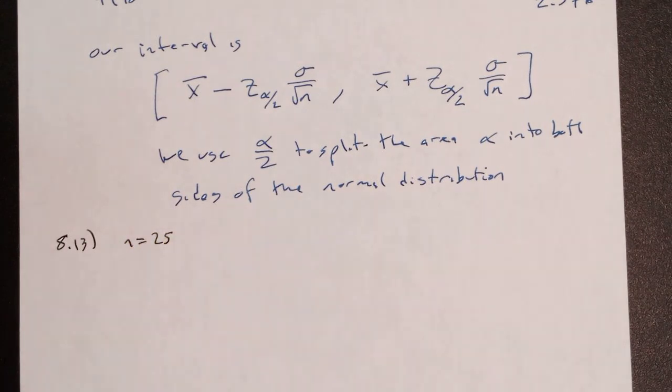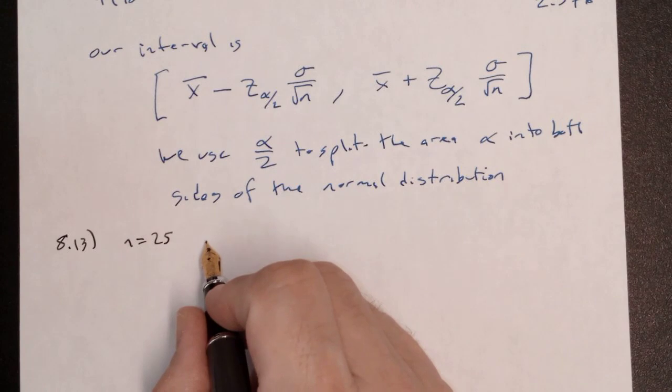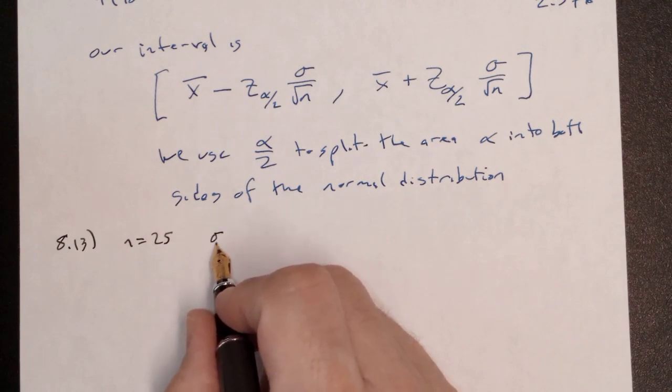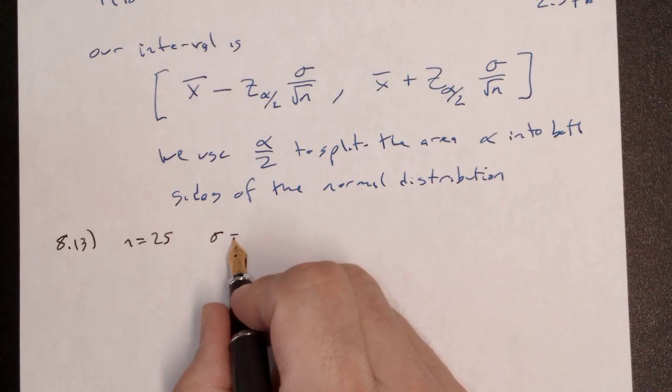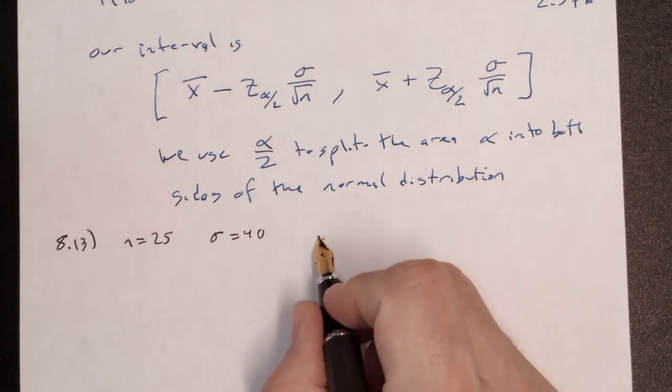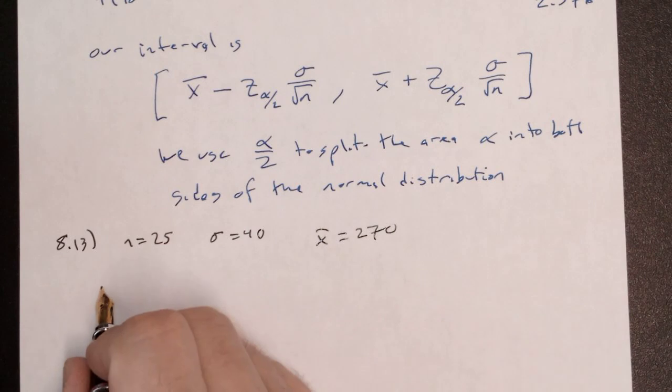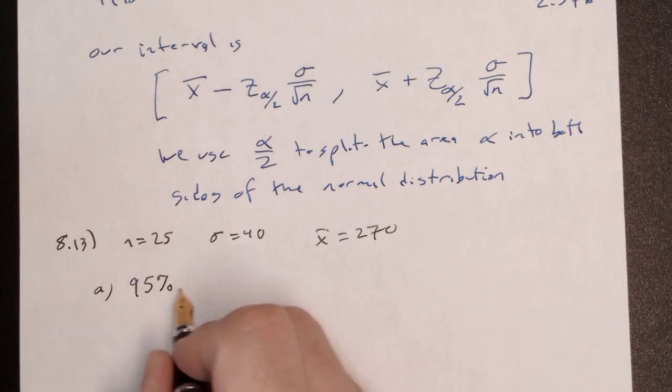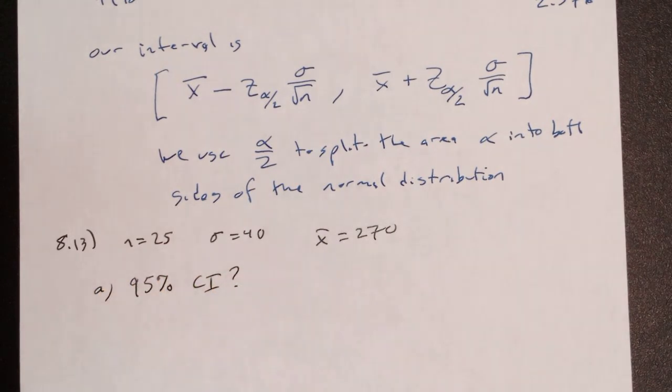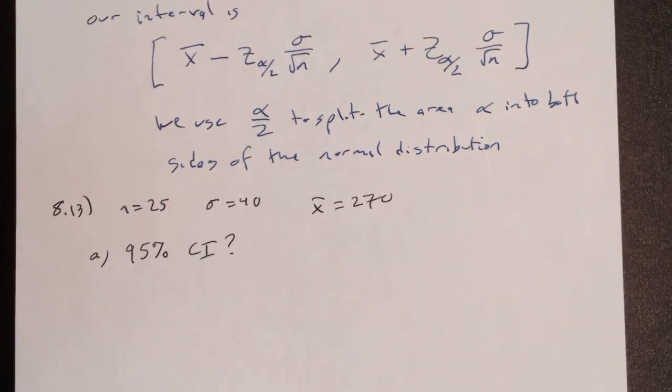A sample of 25 items is taken, and the standard deviation for the population is known to be 40. The sample mean is 270. I'm going to use CI as shorthand for confidence interval. I want a 95% confidence interval. Where do I start?